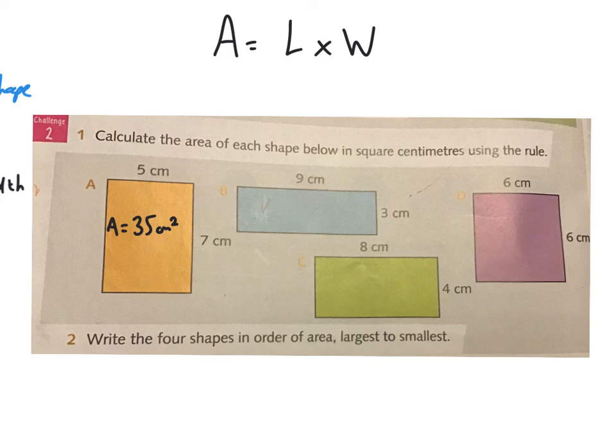Once you've worked out the area for the rest of those, it says write the 4 shapes in order of area, largest to smallest, and you can just use their letters to order them. You don't need to write the measurements.